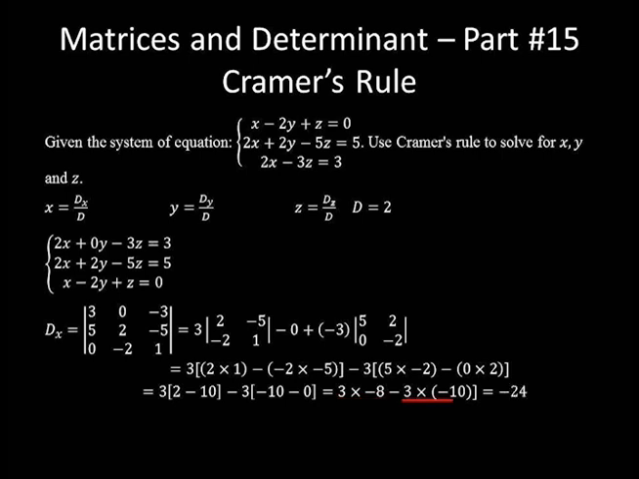Negative 3 times negative 10 is positive 30. Again, this is equal to negative 24 plus 30 gives us 6. Therefore, d sub x equals 6.